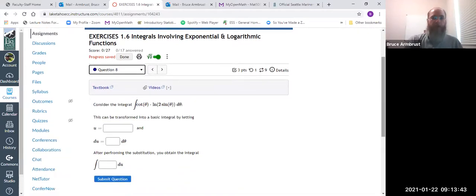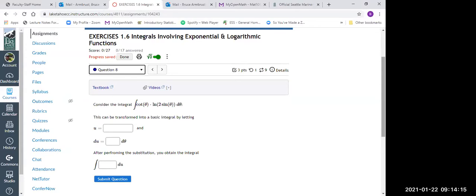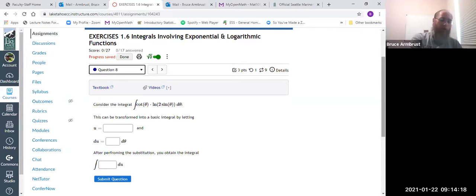It says, consider the integral of cotangent times natural log of 2 sine of theta. It says this can be transformed into a basic integral by letting u equal what? And then after performing the substitution, what does the integral look like? So for this one, what do you guys think? What would be a decent choice for you? Or what would you want to try?